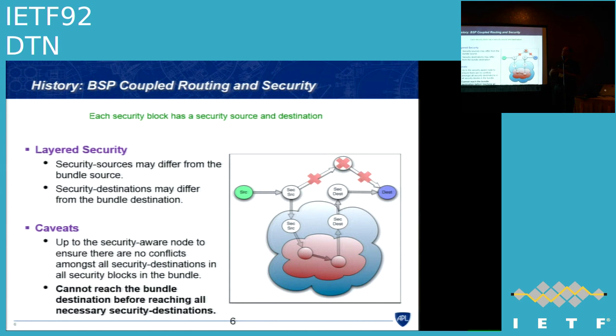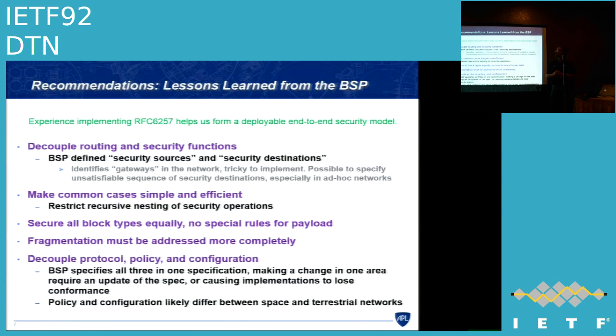And the larger observation here was that there became a coupling between security and routing in this case, and it became very, very difficult to implement that in all of the deployment scenarios. So starting with that, we looked at some lessons learned off of the implementations of BSP, and we came up with 5 recommendations. One was, just as we said, to seek to decouple the routing and the security functions. The other is to make the common cases simple and efficient.